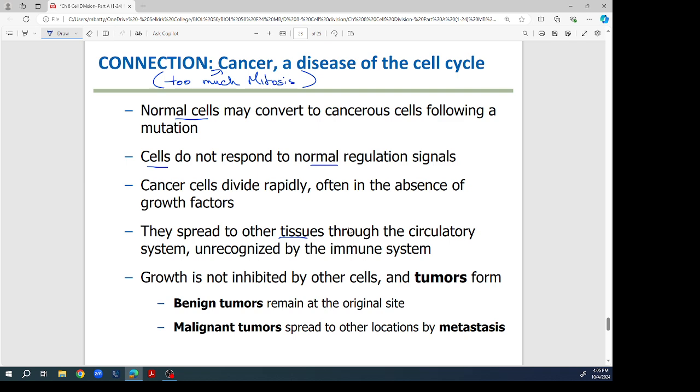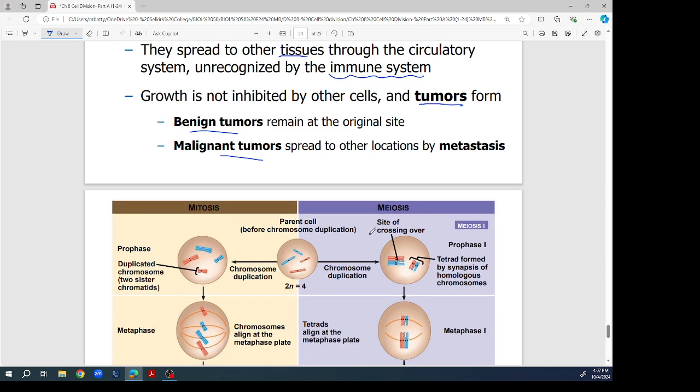This is how cancer can be so difficult. It's unrecognized by your immune system. Your immune system still sees those cells as you, so it doesn't get rid of them. And so that's why cancer can be tricky. Growth is not inhibited by other cells, and so you don't have that sort of check and balance, and the overproduction of cells is what we would call a tumor. You could have a benign tumor that stays where it starts, or that behavior can spread. You could have a malignant tumor that spreads by metastasis, or it metastasizes in your body.